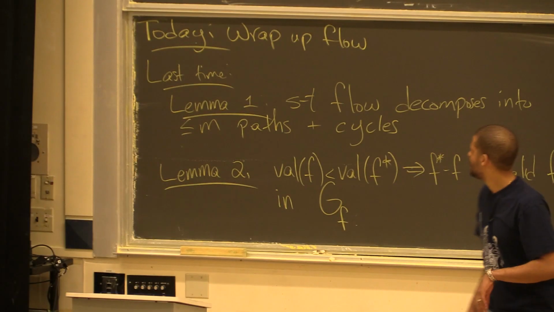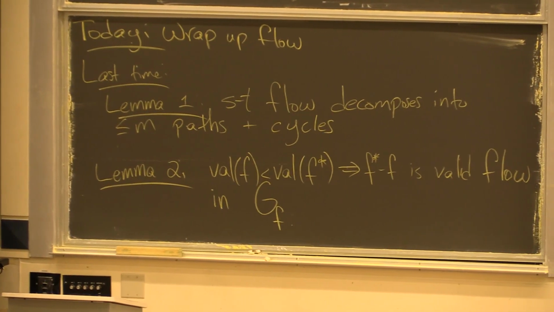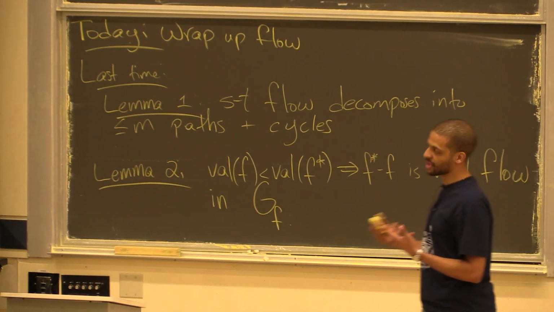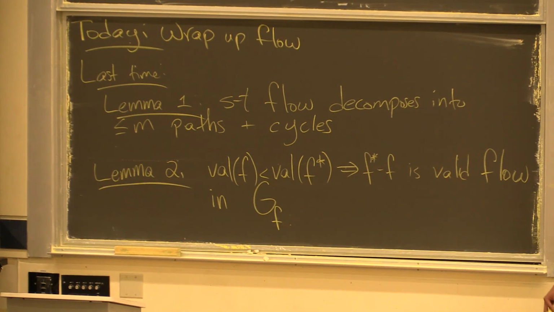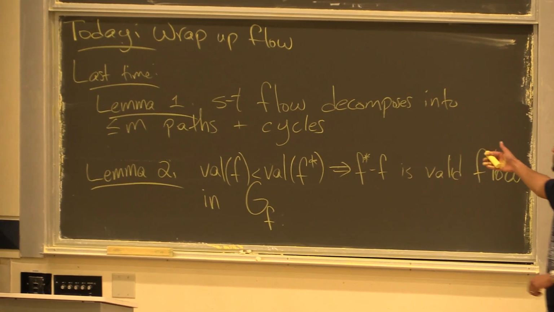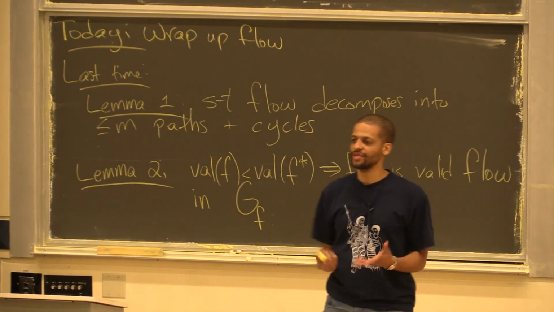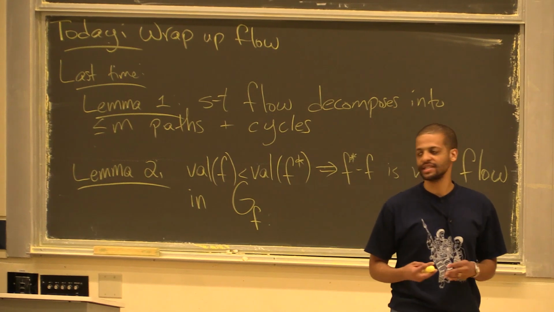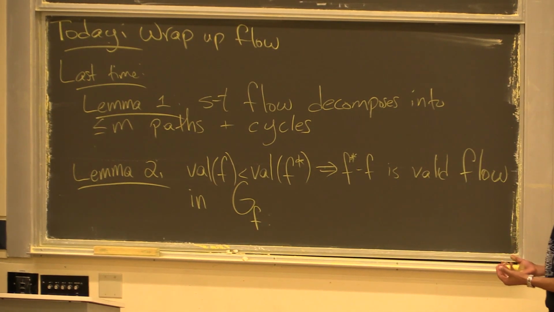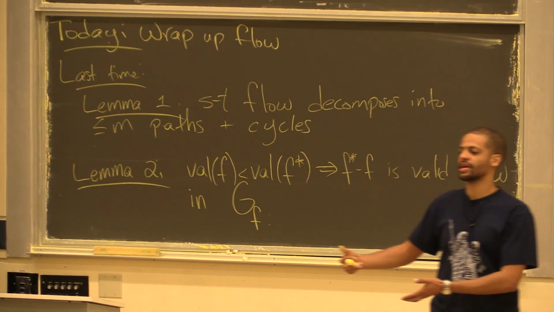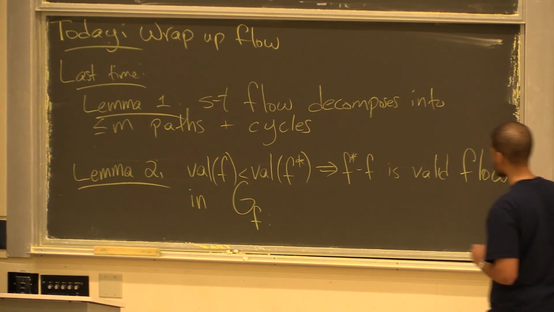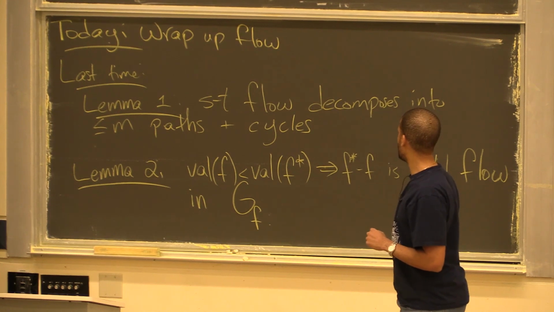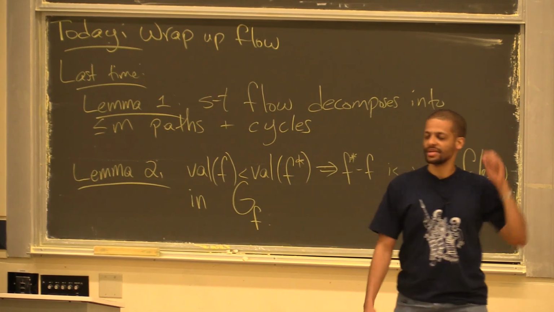All right, so today is going to be our final lecture on network flow. And I want to start off by remembering two of the lemmas that we used last time to prove that the Ford-Fulkerson algorithm is correct. I showed that if you had these lemmas, you could use them to prove correctness of Ford-Fulkerson. But now I want to prove the lemmas because I didn't prove the lemmas last time.